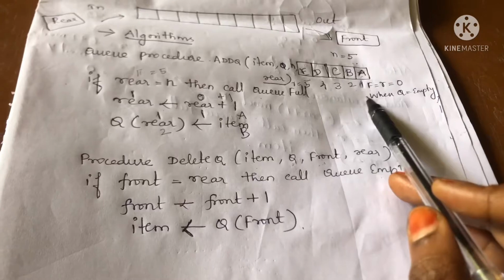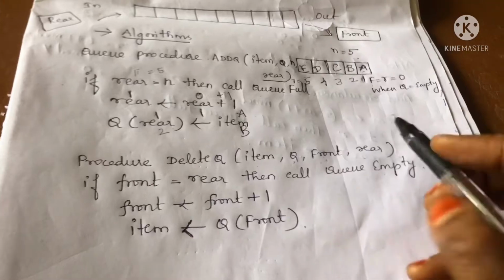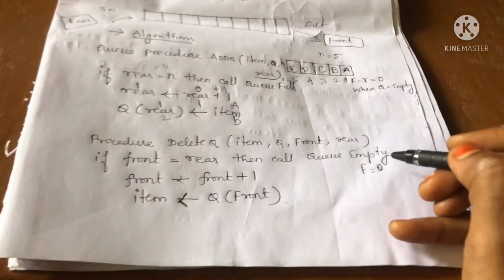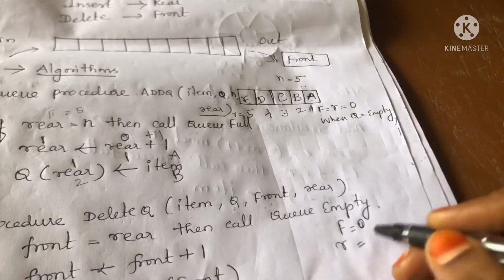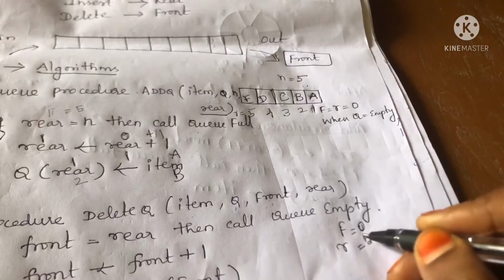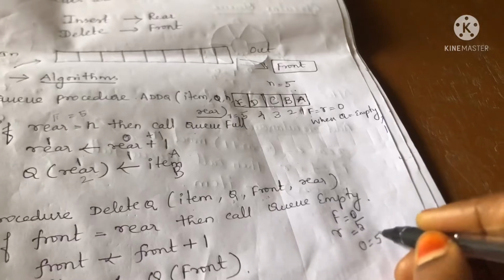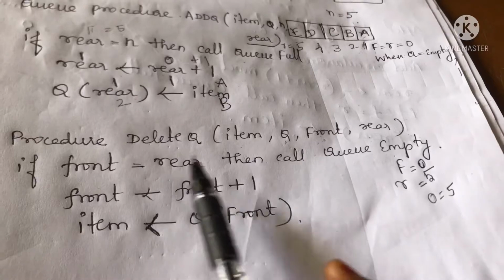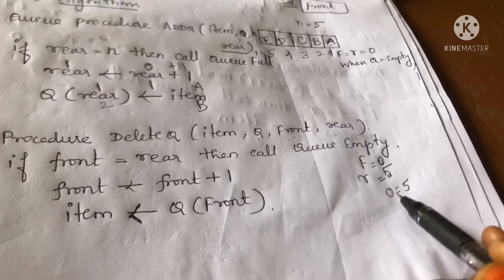Now, front value is 0 and rear value is pointing 5. Front value is 0 because all elements were added into the queue and no elements were deleted. But rear means adding. How many items are added? 5 items, so rear is pointing 5. Now 0 equal to 5? That condition is false, so we don't call Q empty.